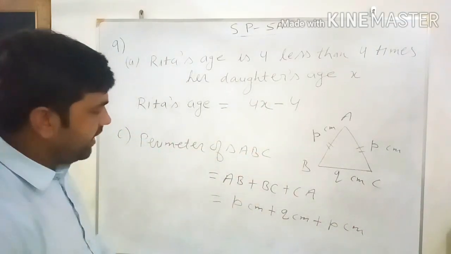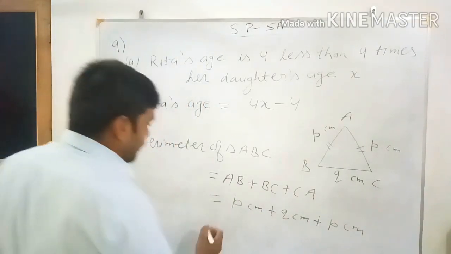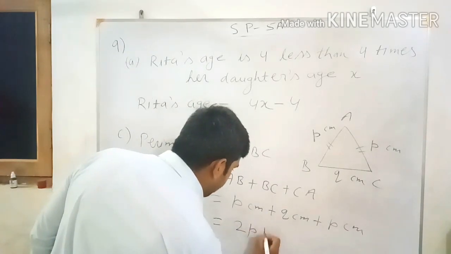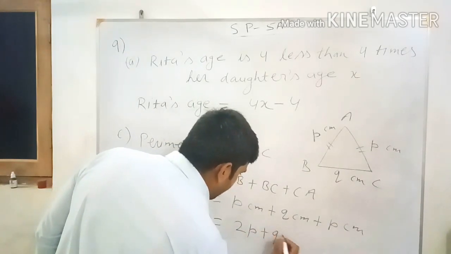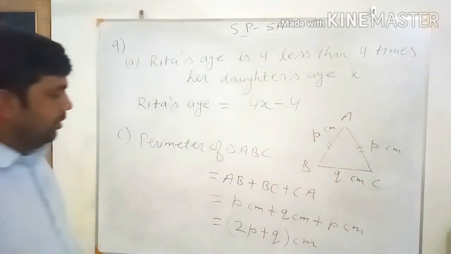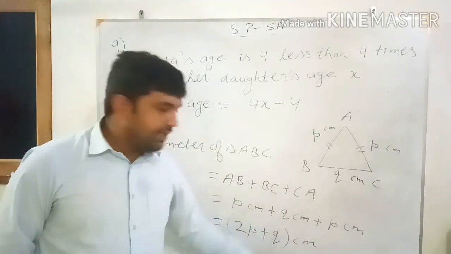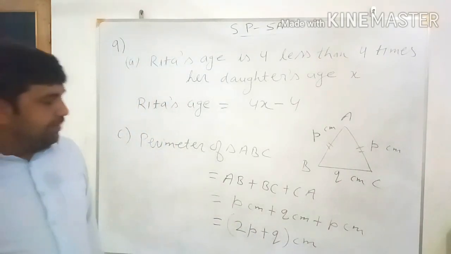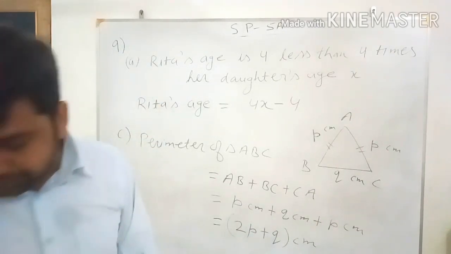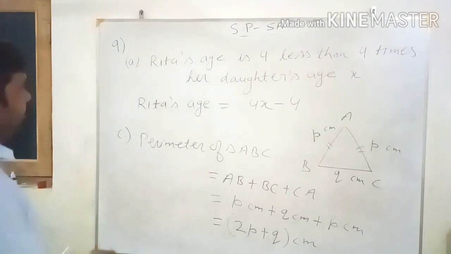Again we can add the like terms. p centimeter and p centimeter are like terms. So p plus p gives you 2p, plus q. 2p plus q centimeter. This is the unit. So the perimeter of the triangle ABC is 2p plus q centimeter. Now we do question E, that is the last question.